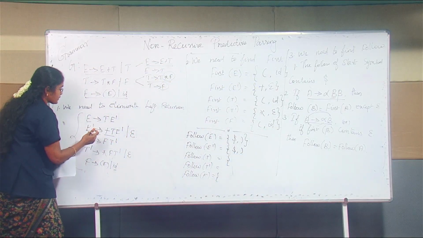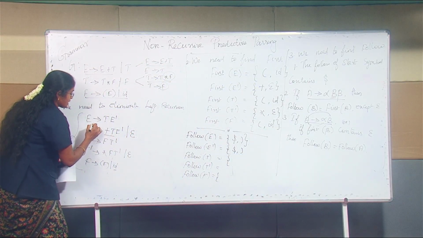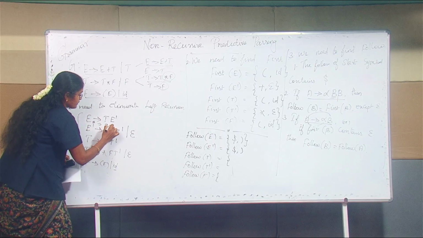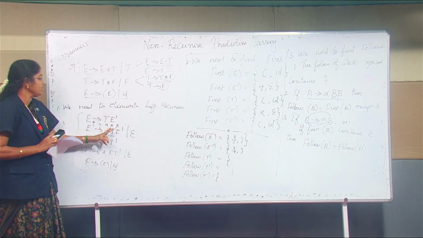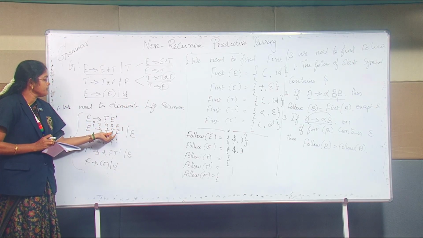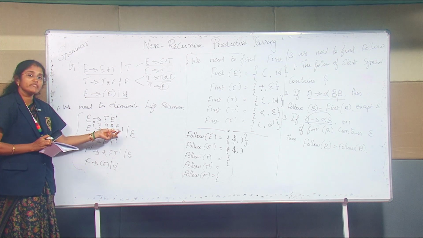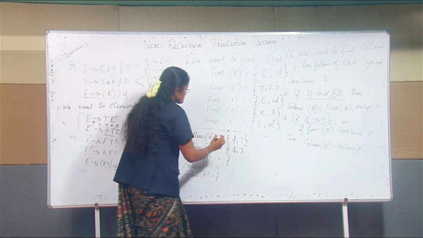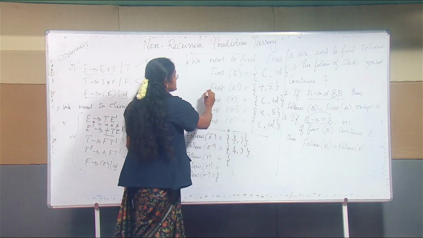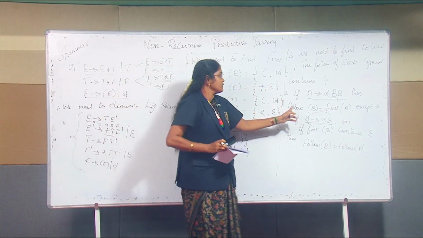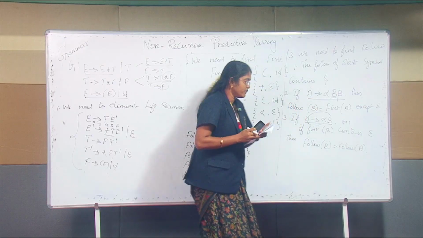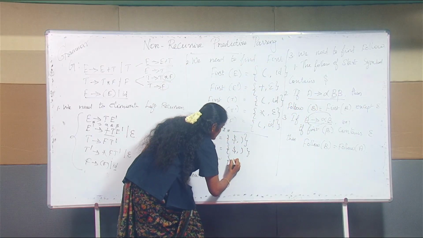Then look at this production. Here the T is present, like A tends to alpha B beta. Okay. So as per the second rule, we know that the follow of T is the first of E dash. So what are all the elements present in the first of E dash? Plus and epsilon. Okay. And we know that we should not include epsilon in the follow. So I am writing this plus.